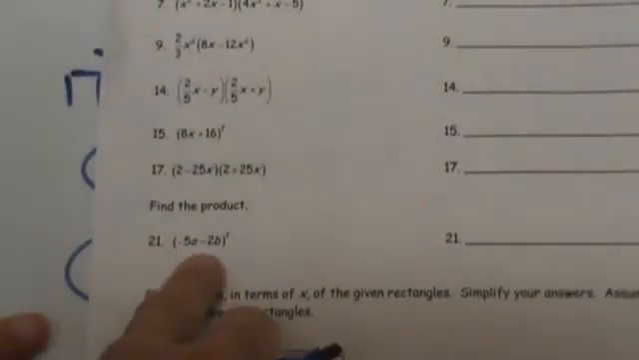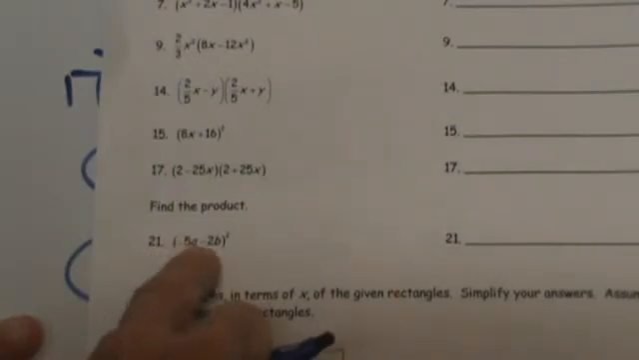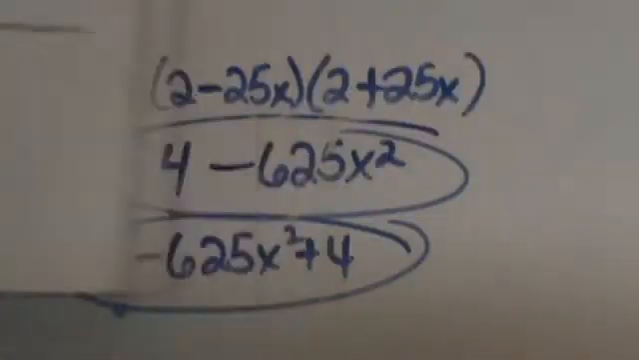Okay, number 21. I chose this one. Why do you think I chose this one? Because we have a negative 5 in the front. We really haven't done those yet, but let's see if you can just apply your rules and see if you can do it without a lot of help. Okay, so you have negative 5a and negative 2b, and we're doing quantity squared with that.